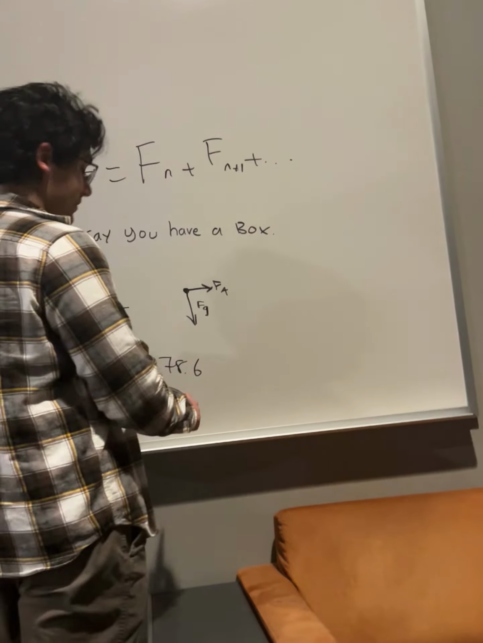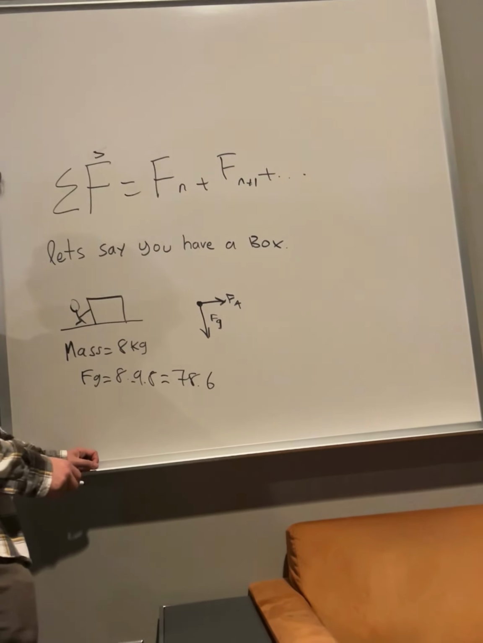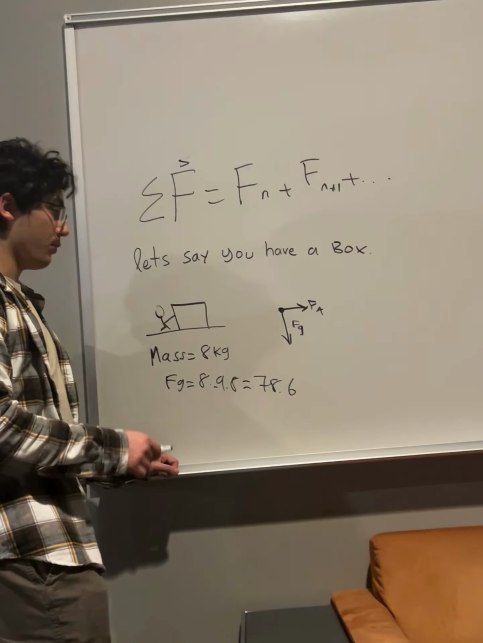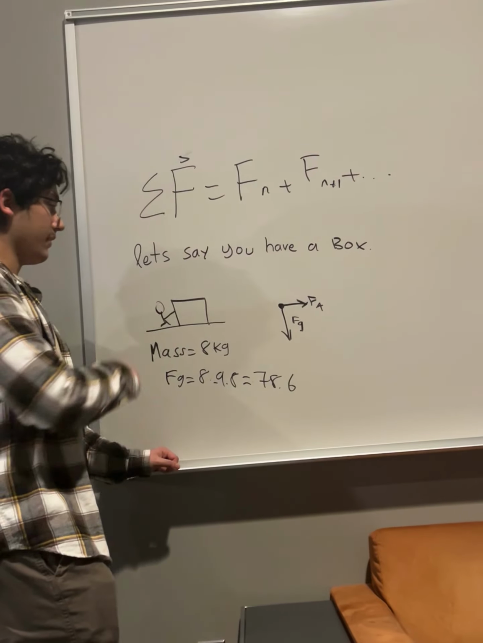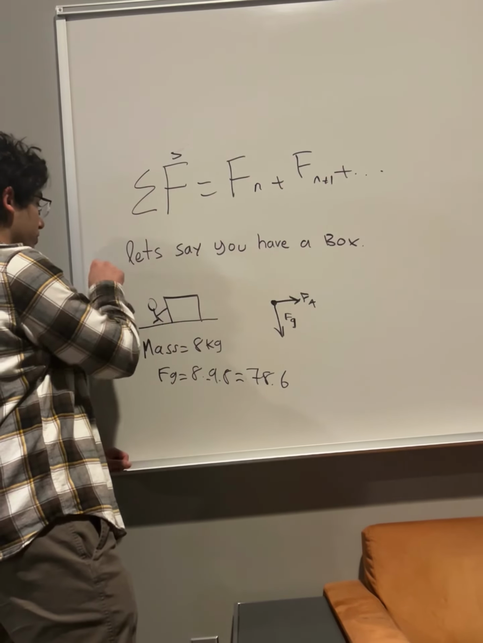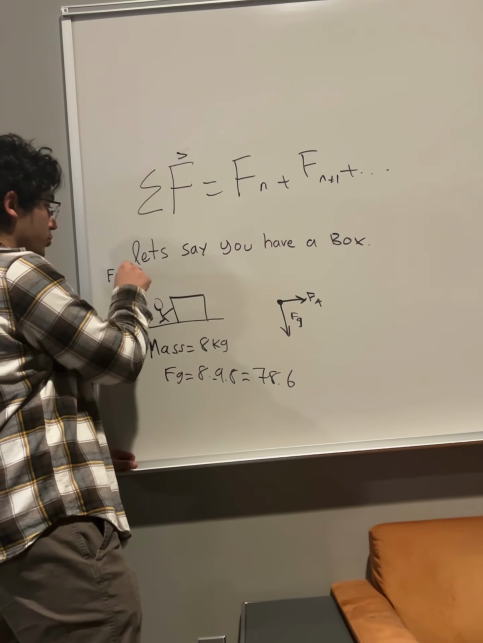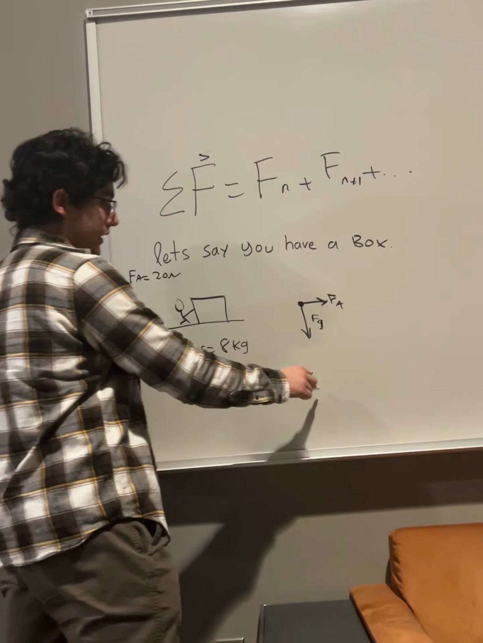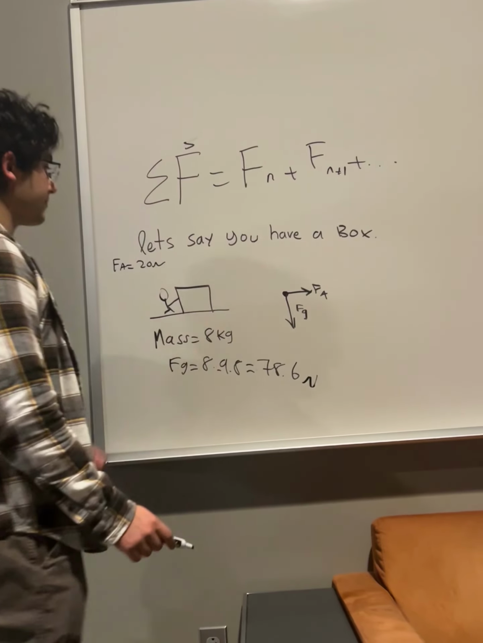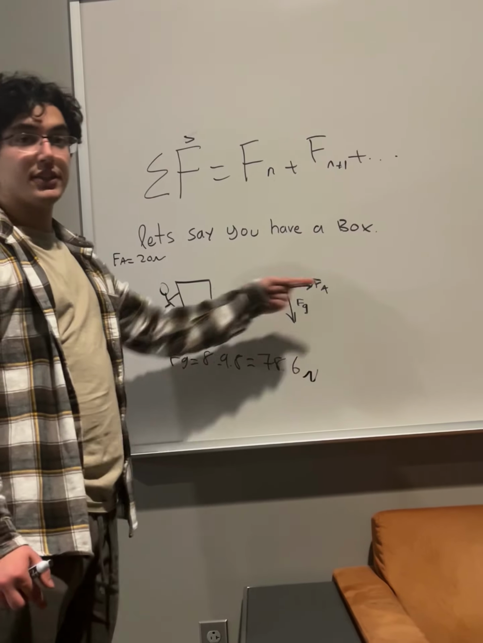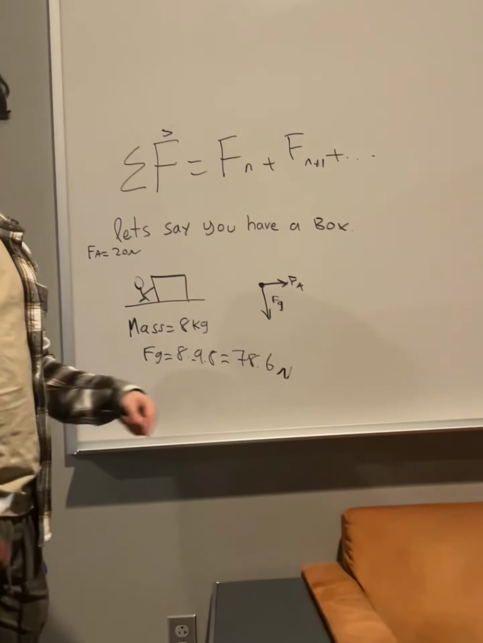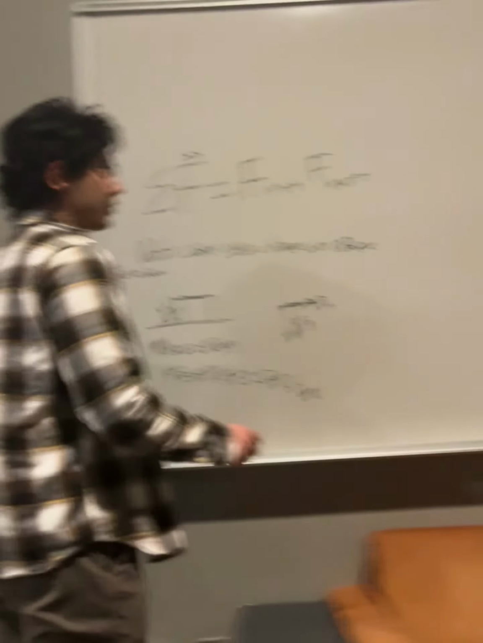Oh, yeah. 78.6 is the force being applied. And then here, we forgot the force applied is 20 newtons. Okay? Now we got our newtons. Now, we are moving the x direction, the y direction. Think about vectors is that it works in the x, y, z plane.